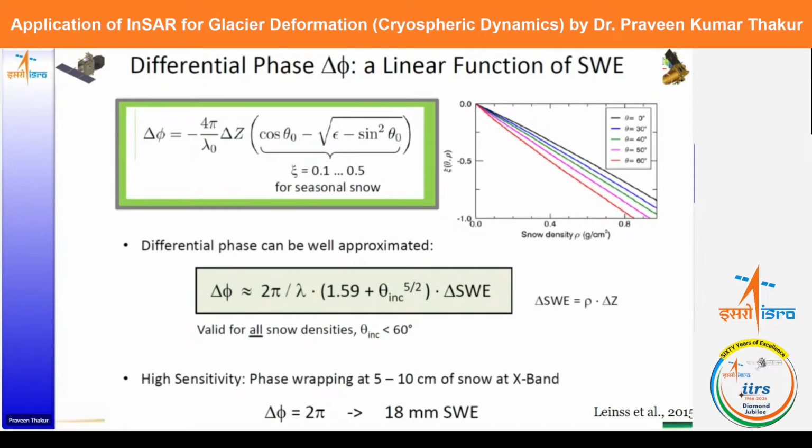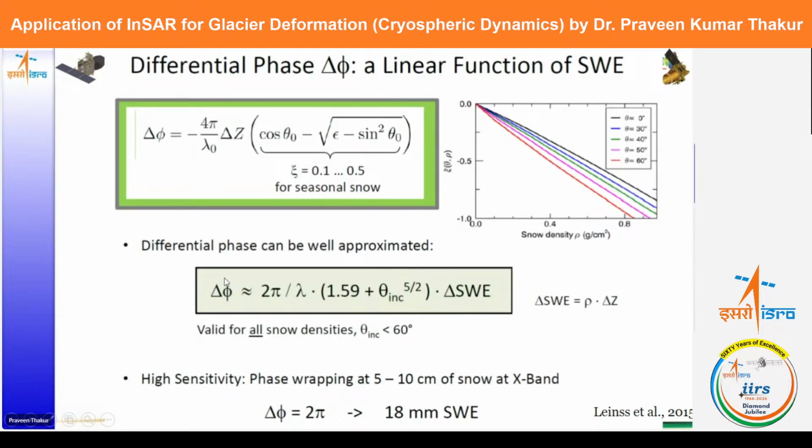And if you see the theoretical modeling for a typical incidence angle and density, this can be replaced for the dielectric constant by 0.012, 0.05, covering almost all incidence angles less than 60 degrees and all the densities.